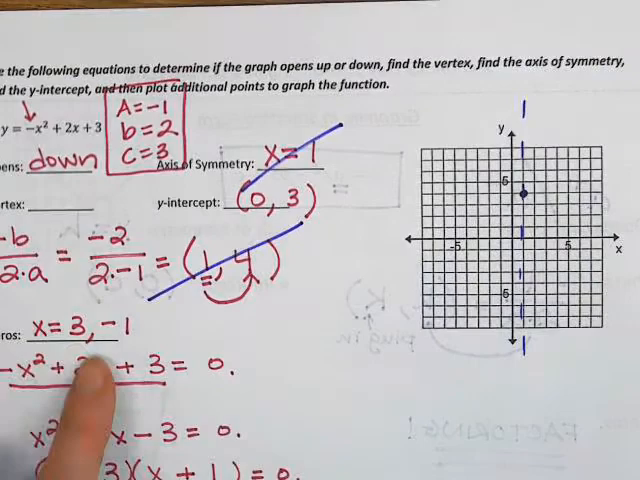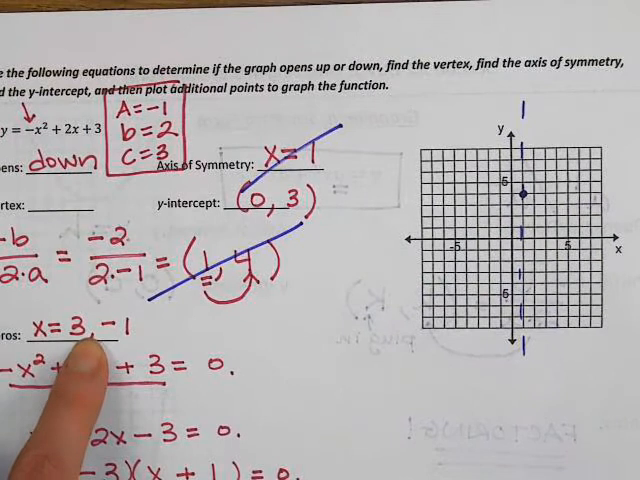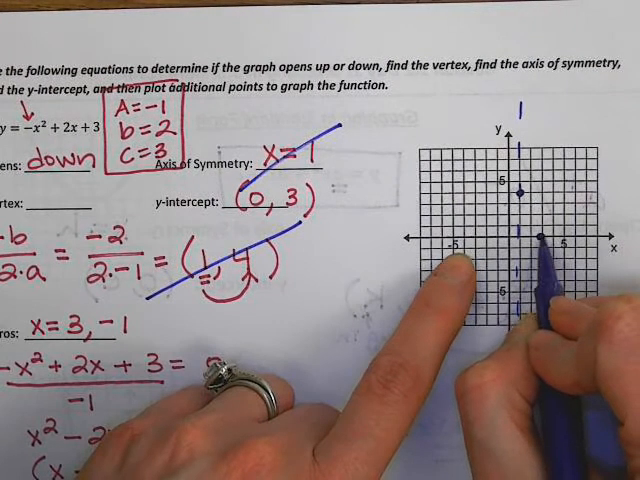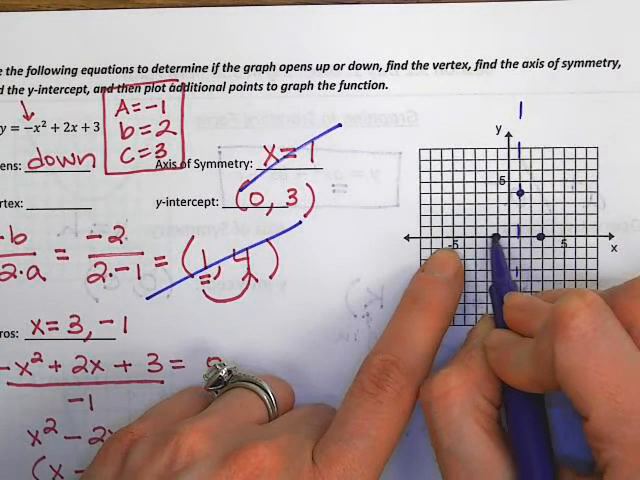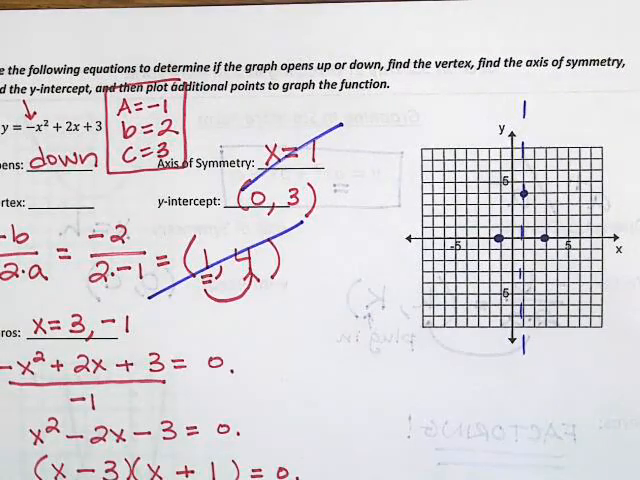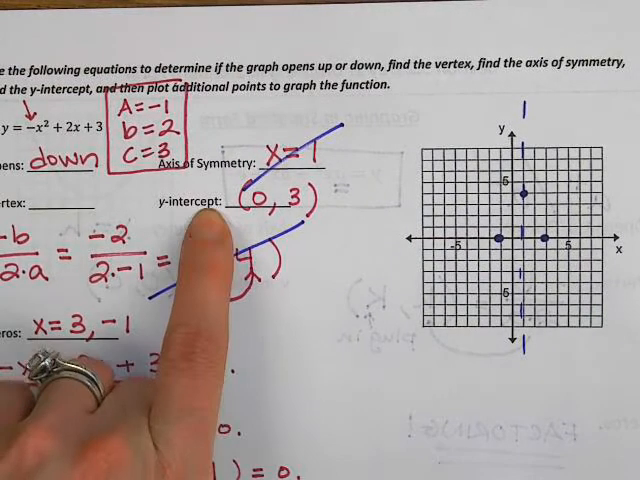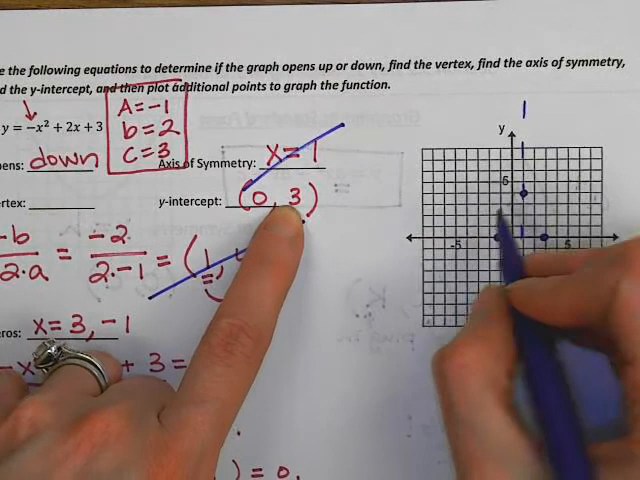We have zeros. Zeros are x-intercepts. So we have zeros at 3 and at negative 1. And then actually something that I don't think we did on the front page, the y-intercept is at 0 comma 3.